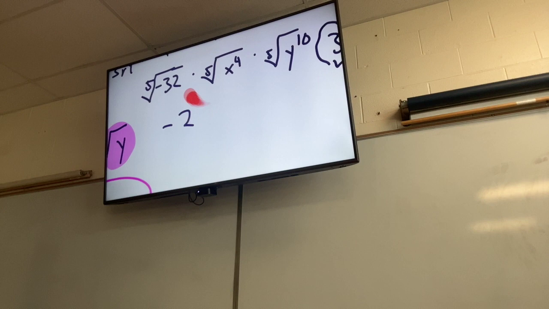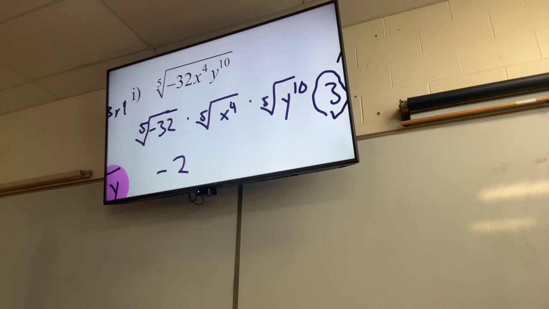What about this guy right here? What happens with this? Can I do 4 divided by 5? Nope. Yeah, so 5 does not go into 4 at all, so I'm just going to leave that. That guy's fully simplified. Okay?